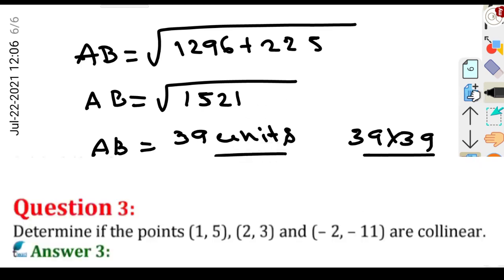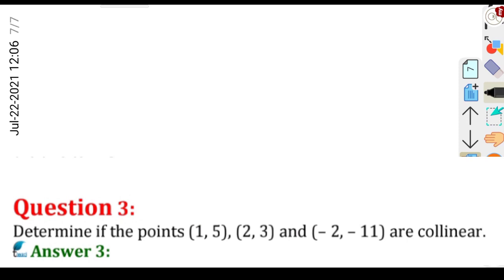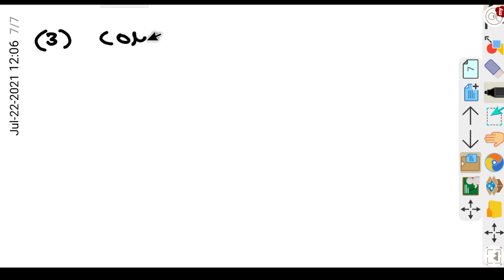Okay children, now we will move on to the third one. The third question says, determine if the points 1 comma 5, 2 comma 3 and minus 2 comma minus 11 are collinear. Now this is the third problem. Okay, now how to solve this? First try to understand the meaning of the word collinear. Now what is the meaning of collinear? That is what you need, children.